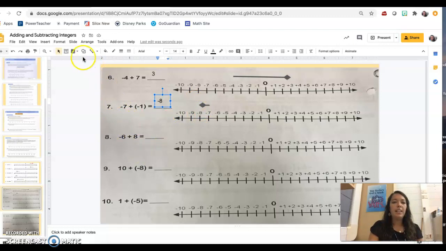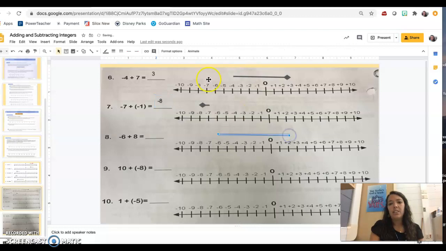Okay, next one is negative 6 plus 8. So negative 6, we're going to add 8. 1, 2, 3, 4, 5, 6 would get us to 0, 7, 8. So we're 2 above 0, which means we're positive 2. And when you look at your numbers, they're different signs, so we would subtract and keep the sign of the one that's farthest away from 0. So that would be positive 2.